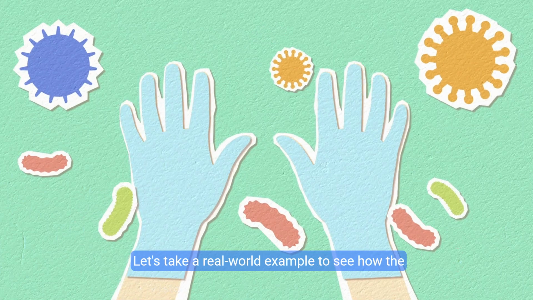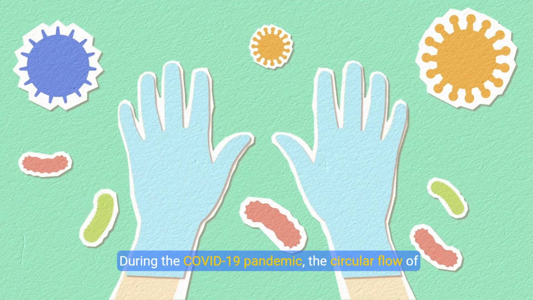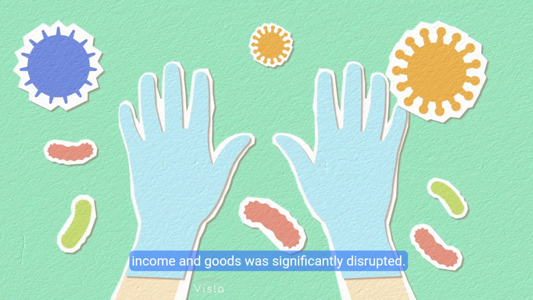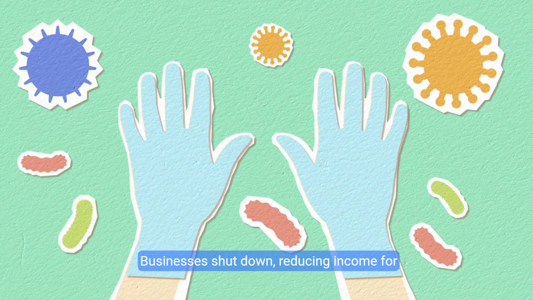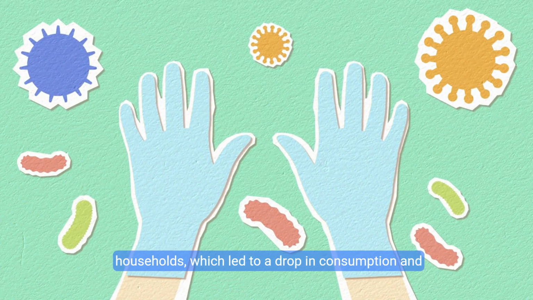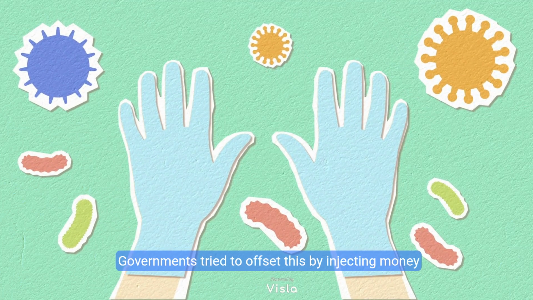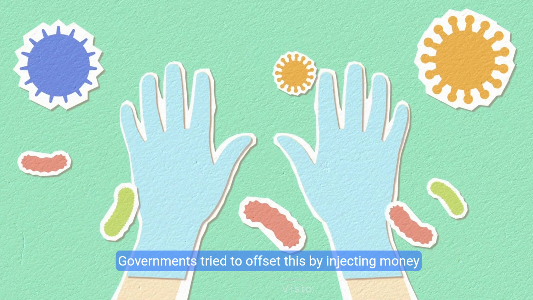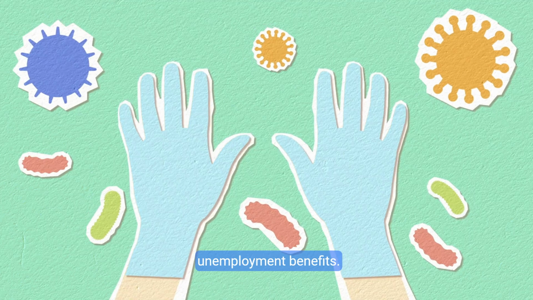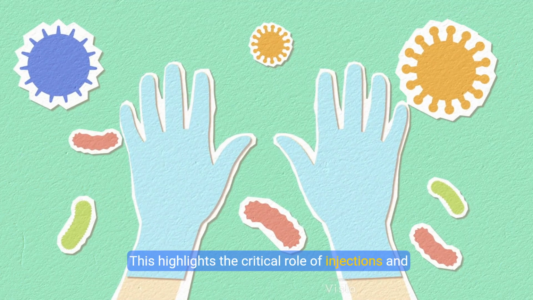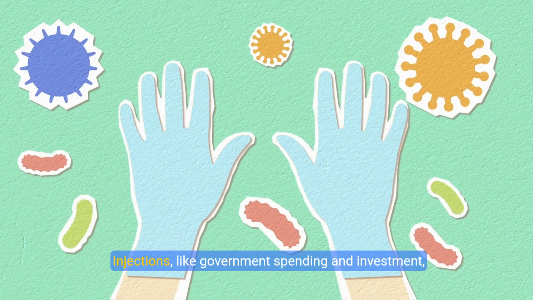Let's take a real-world example to see how the circular flow and GDP play out. During the COVID-19 pandemic, the circular flow of income and goods was significantly disrupted. Businesses shut down, reducing income for households, which led to a drop in consumption and investment. This caused GDP to shrink. Governments tried to offset this by injecting money into the economy through stimulus packages and unemployment benefits. This highlights the critical role of injections and leakages in the circular flow of an economy.